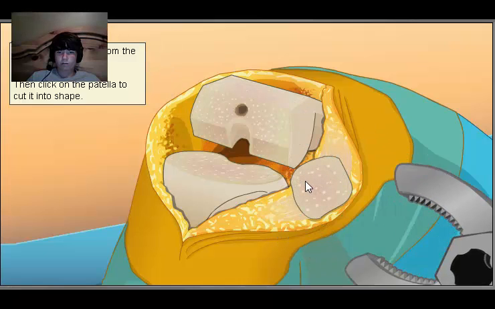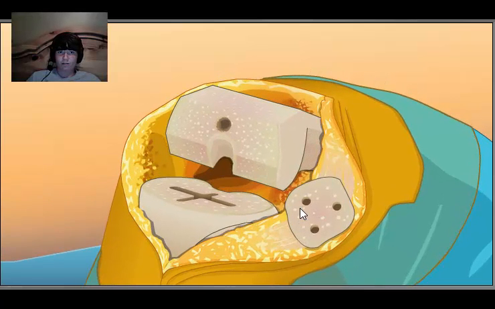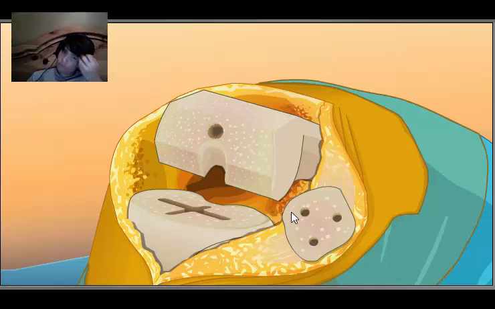Ew. That's kind of gross. Holes in the tibia and patella are drilled and chiseled out, which will enable the new components to attach properly. Why didn't I get to do that? Time to place the trial components.